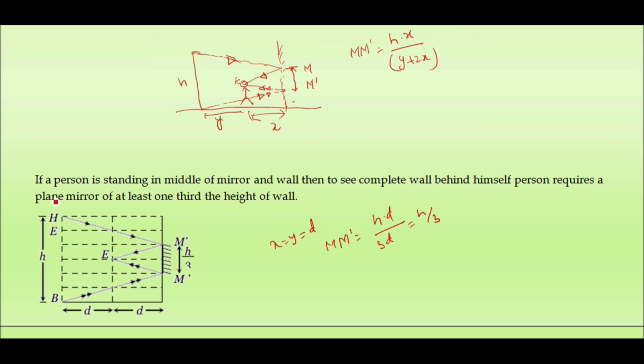So the whole figure is shown here. From the top of the wall, a light ray comes. After reflection, it hits the eye, and from the bottom also a light ray comes and hits the eye after reflection. So in this way you will get the height of the mirror as h by 3.